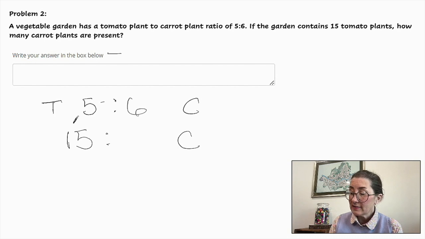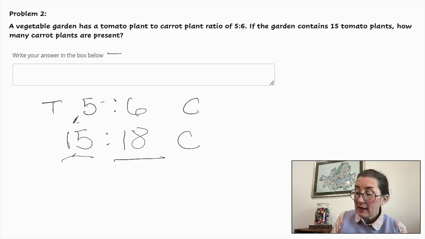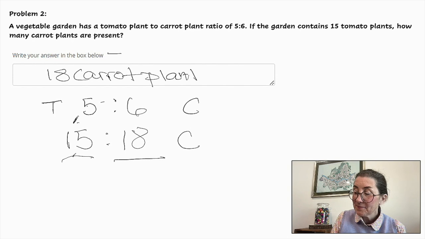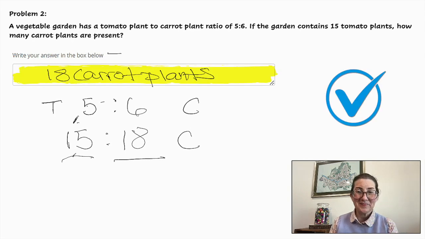We know it takes 5 times 3 to get 15. So in order to find the correct ratio with 15, we simply multiply 6 by 3 as well. We get 18. So there should be 18 carrot plants. And there's your answer.